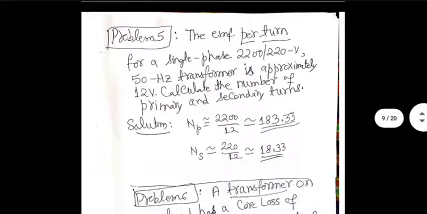Okay, this is simple again, I think. Not an issue at all. The EMF per turn for a single phase 2200/220 volt 50 hertz transformer is approximately 12 volt. So basically, it's even simpler. You know that EMFs are proportional to the number of turns. So if EMF per turn is given, you simply take that value and divide the voltage by that value to get the number of turns.